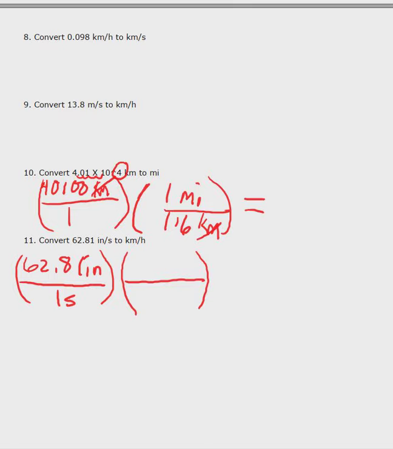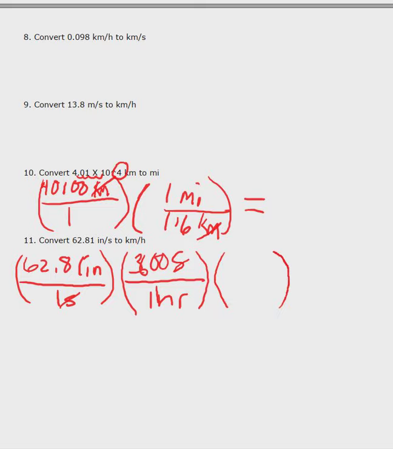So we want to cancel the seconds, so we're going to put 3,600 seconds over 1 hour. So now our seconds are converted to hours. So the seconds are canceled. That's supposed to be an H, not an N. All right. So now we need to convert inches to kilometers. Well, first we have to convert inches to feet.